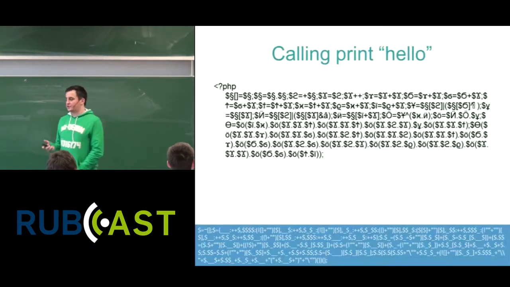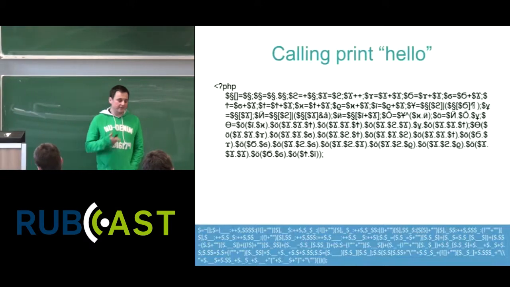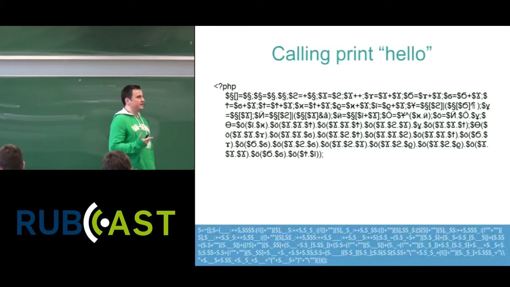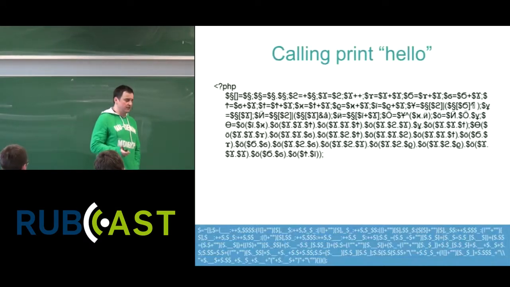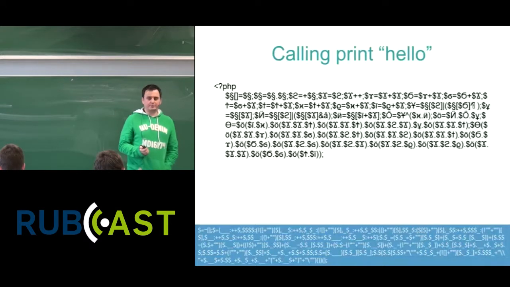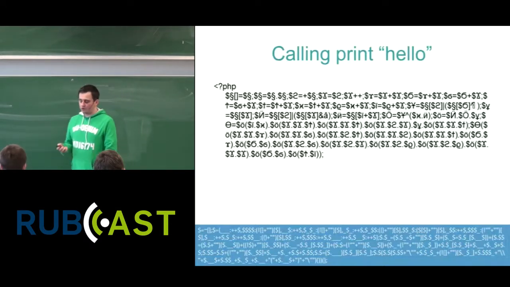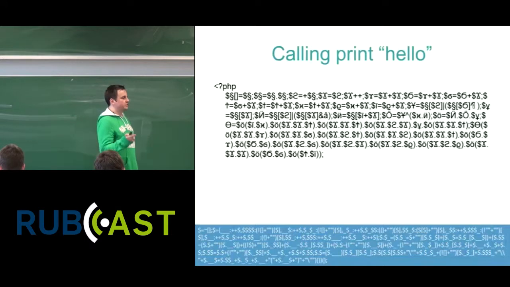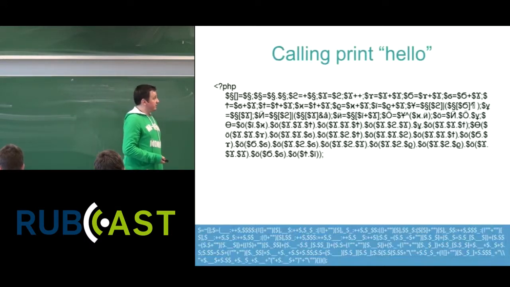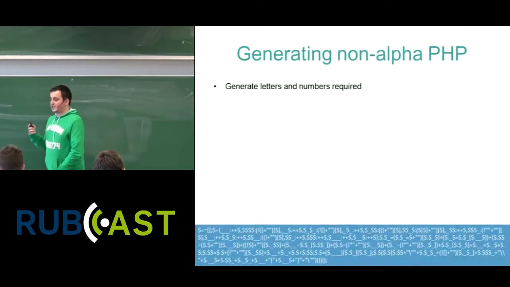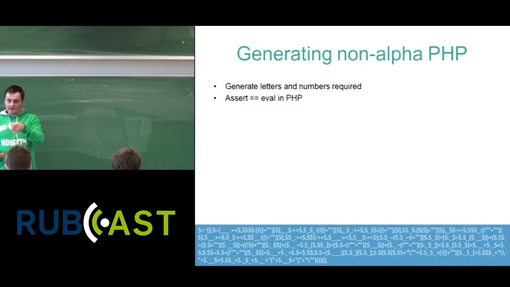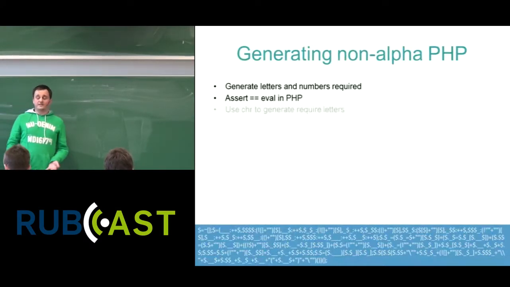So similar to the JavaScript techniques, we generate the numbers that we need. I think, if I remember rightly, I used assert in PHP because it's obscure. Assert in PHP actually performs an eval and calls it. So I used assert because it's just more complicated that way. I don't know why, I think. So, as I said, you generate the letters and the numbers required. Yeah, assert. So assert is the same as eval in PHP.